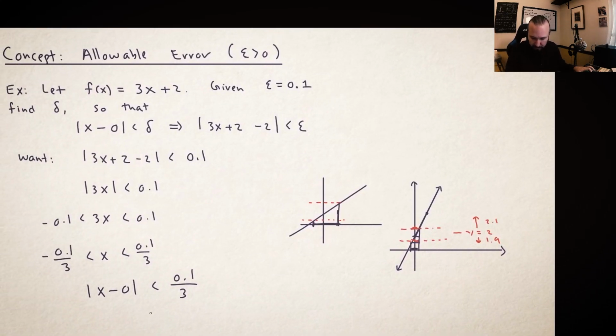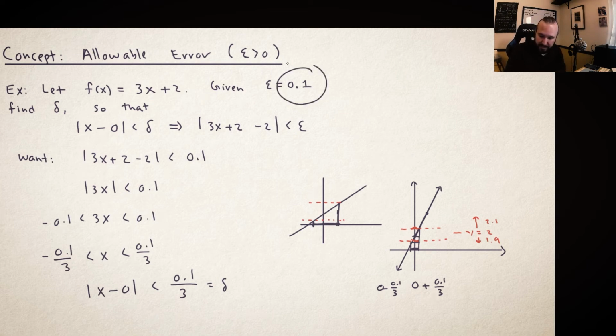Okay, so in this problem, delta was 0.1 divided by 3. And I know so long as I pick, so here's 0, and I can go to the right by 0.1 divided by 3, or I could go to the left by 0.1 divided by 3. So long as I stay in that little range right there, then I will guarantee that the height of the function will be within 0.1 units, centimeters or meters or whatever, of the limit there too.